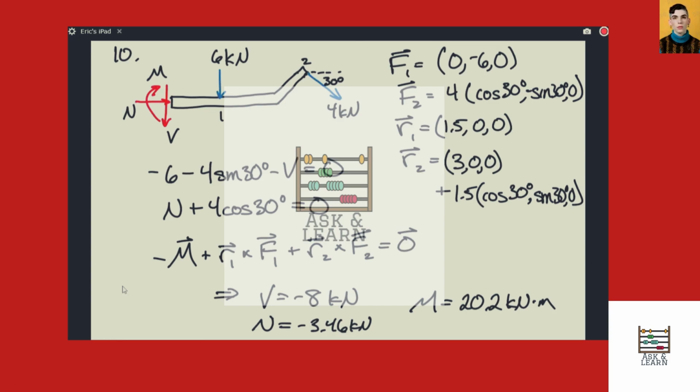In this problem, we have a beam cantilevered at the left end, and then it's angled at the right end, and there's a load applied at a 30-degree angle, or a minus 30-degree angle with the horizontal, and then another load applied at a distance of 4 meters from the cantilevered end.